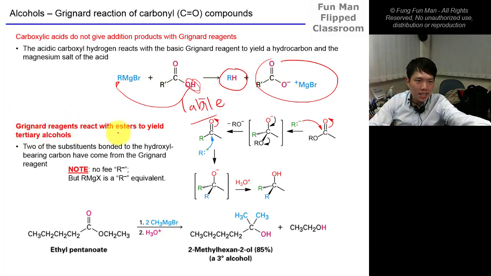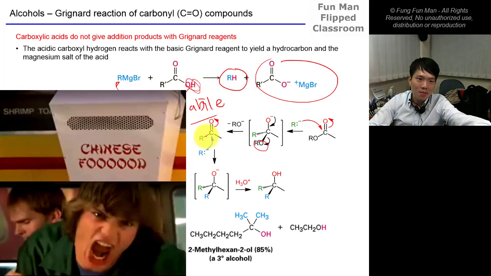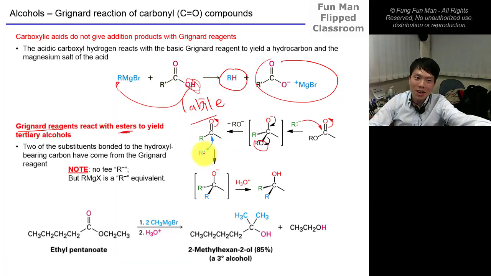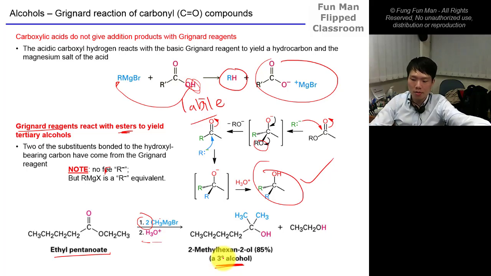But if you throw in an ester, because now the H is absent, you add some Grignard reagent, it will first kick out the RO, and then in the next step, you get back your carbonyl compound, then the R goes in again, and voila, the alcohol. So from the ester, you use 2 mole equivalents of the Grignard reagent, and you get a tertiary alcohol.